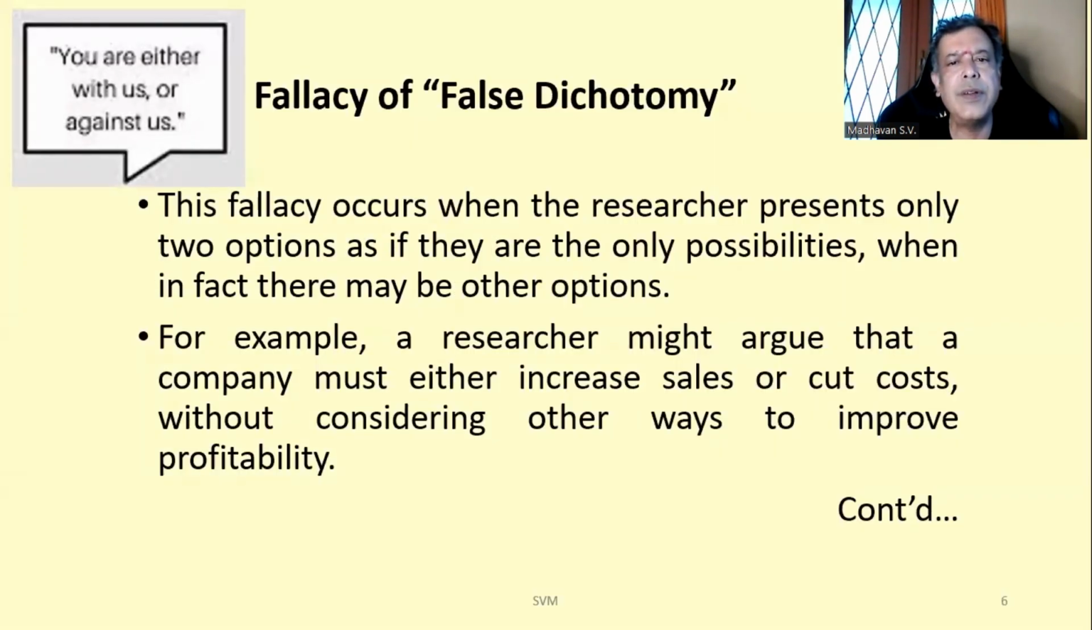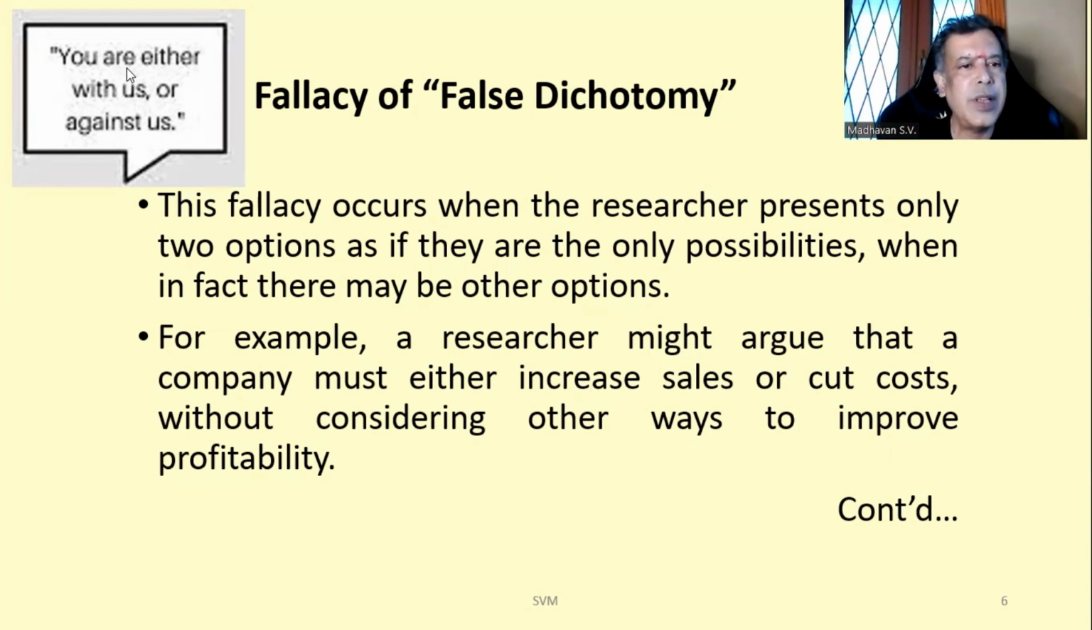Then fallacy of false dichotomy. So here the person will be given only two options, either accept it or reject it. There is nothing called neutral. Neutral is not considered to be an option. This fallacy occurs when the researcher presents only two options as if they are the only possibilities, whereas there may be other options also. For example, a researcher might argue that a company must either increase sales or cut costs without considering other ways to improve profitability. Even there may be many other ways which can improve the profitability. So here only two choices are given.